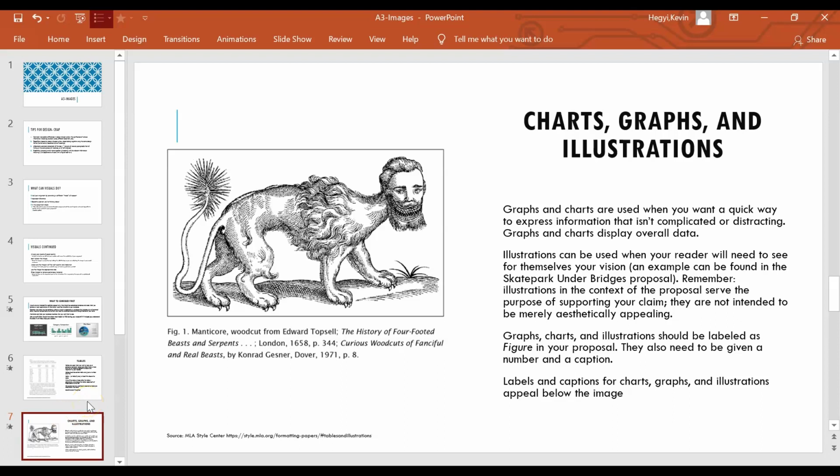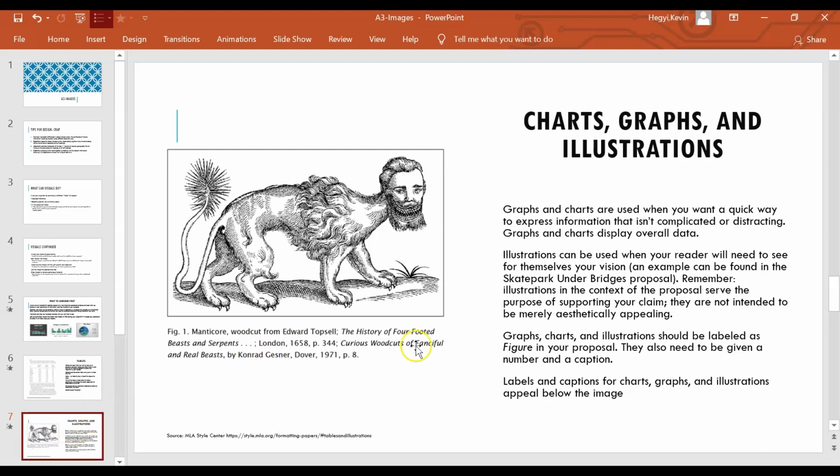So charts, graphs, and illustrations are great. They can be used when you want a quick way to express information, kind of a way to display overall data. So think about if you can find a place where you can display overall data and how that might be helpful.